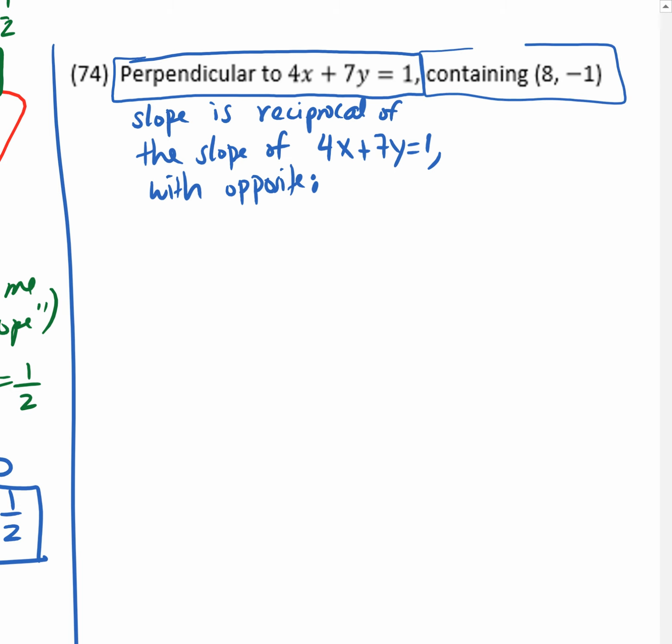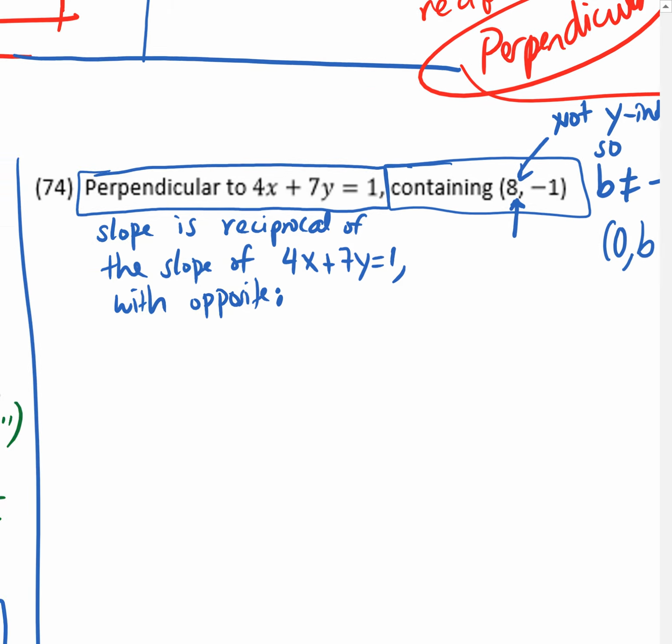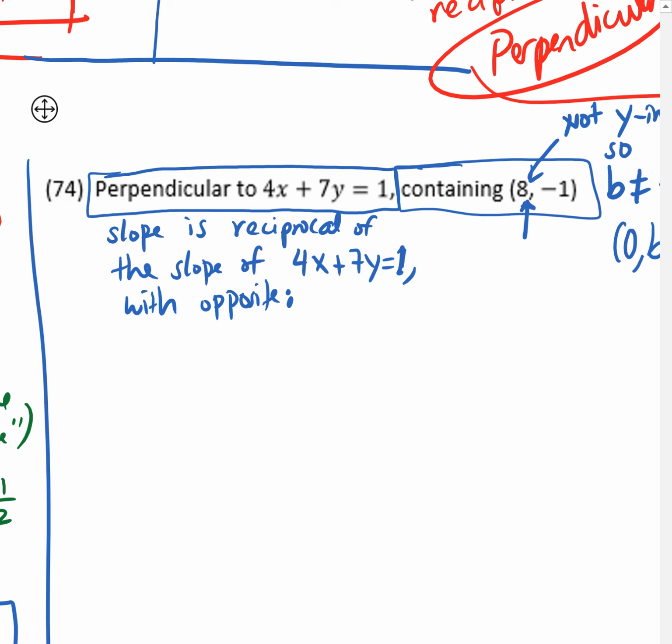And I'll have to figure out what to do with this other piece of information, because notice this is not the y-intercept. They're just saying the line contains this point. They're not saying this is the y-intercept. So b is not -1, because the y-intercept is supposed to look like 0, comma something, but this is not a 0. They're giving us a different point on the line, which will help us, but it won't give us the y-intercept outright. We'll have to do some work to find it.